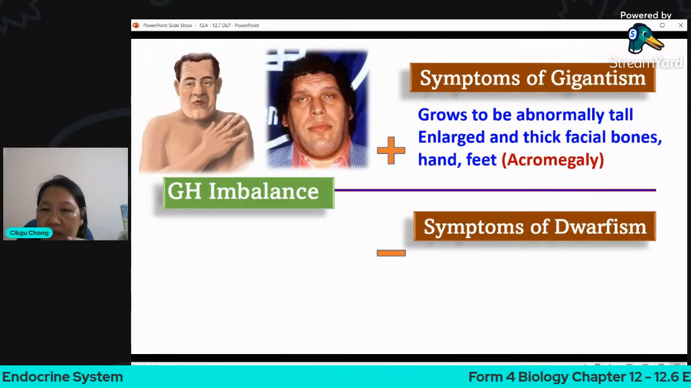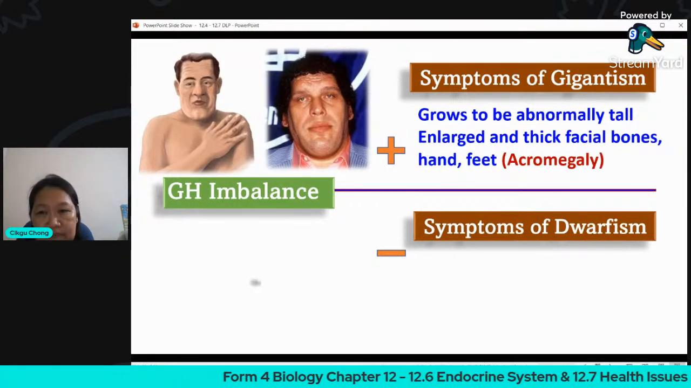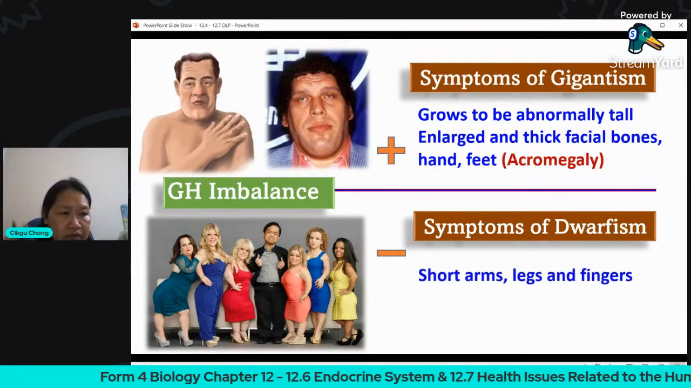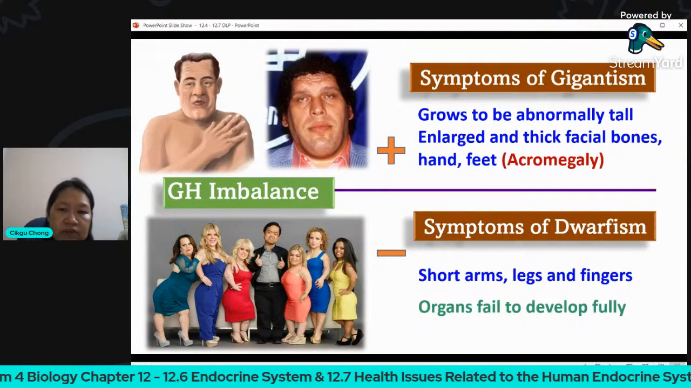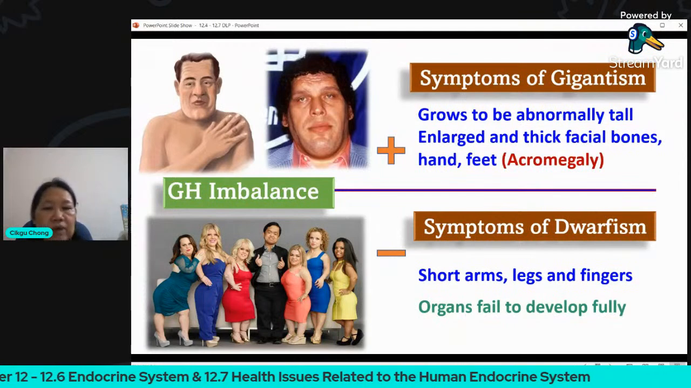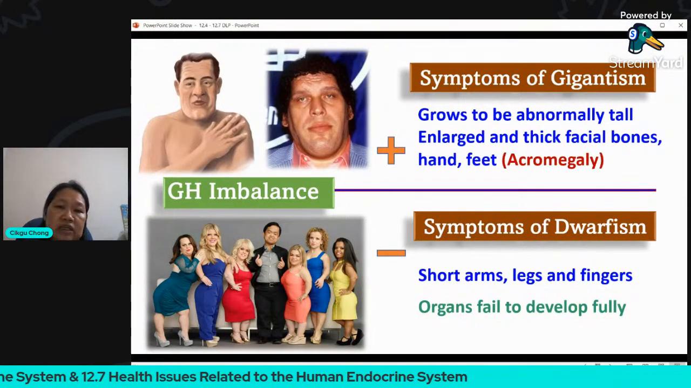When growth hormone secretion decreases, you get dwarfism. What are the symptoms? You can see all this. They have very short stature, short arms, fingers and legs. Sometimes the organs also may fail to develop. Okay, so dwarfism.